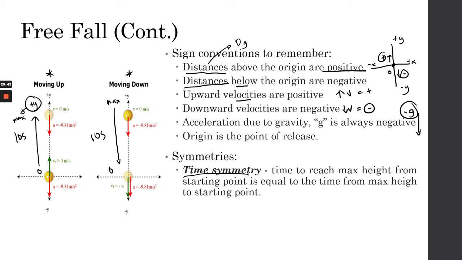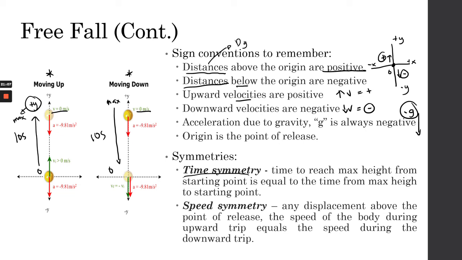The time it takes for anything that goes up to the maximum height, meaning it stopped moving where the velocity is zero, so you can see here that's the maximum height, will be equal to the time it takes to go down from the maximum height to the origin. I hope that is clear.